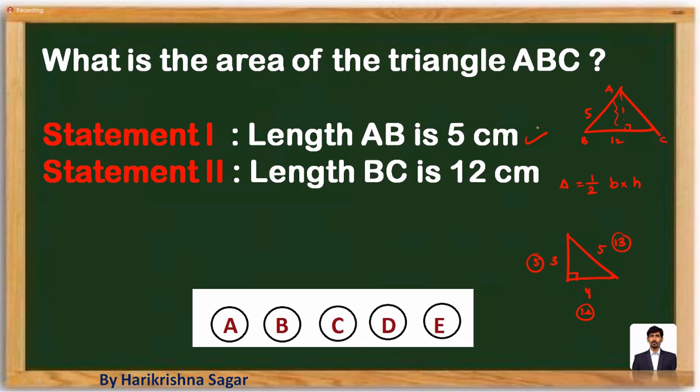Statement 1 is telling that AB is equal to 5. By looking only at the AB length, we cannot mark the answer. A and D are eliminated. Statement 2 is saying that BC is equal to 12. Only by using statement 2 also I cannot say. If I match these two, will I be able to answer the question? 5 and 12 are there.